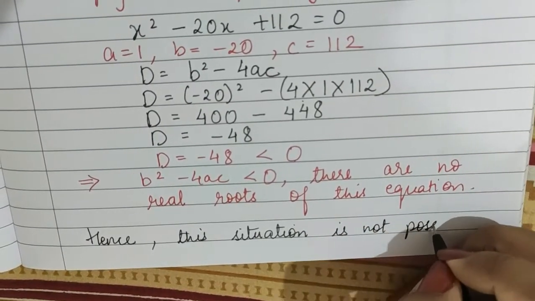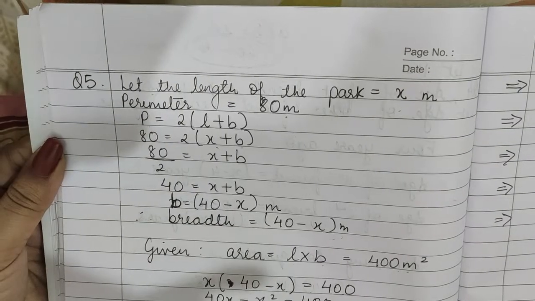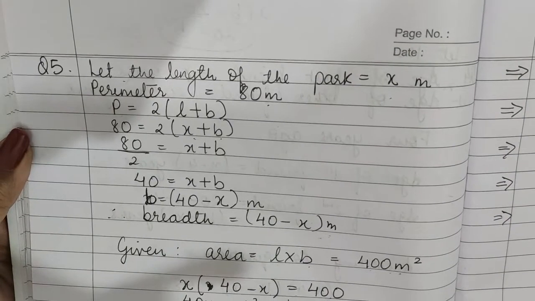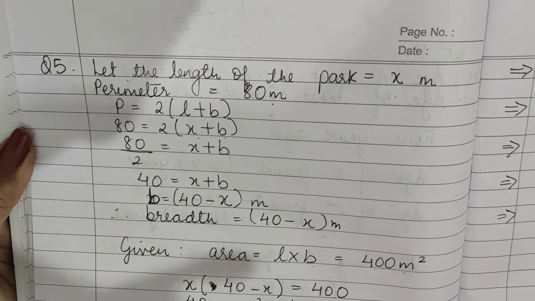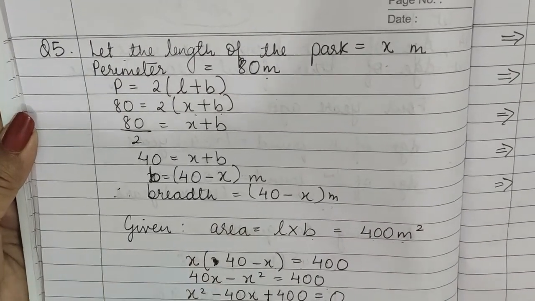This completes question number 4. Now let us move forward to question number 5. Is it possible to design a rectangular park of perimeter 80 meters and area of 400 square meters? If so, find its length and breadth.